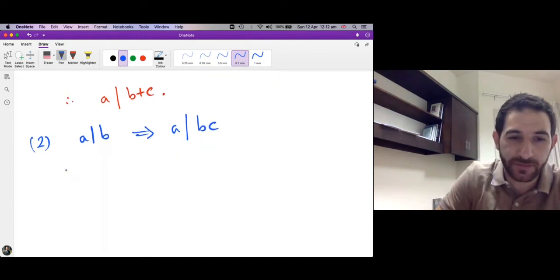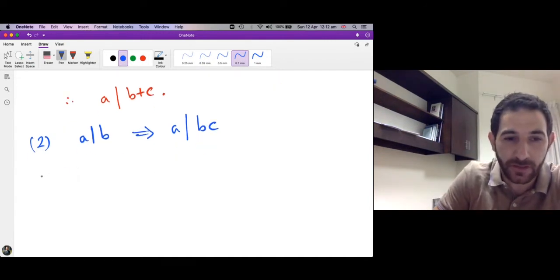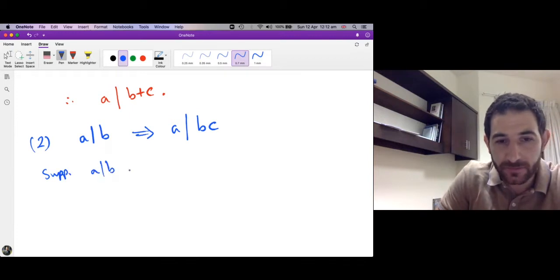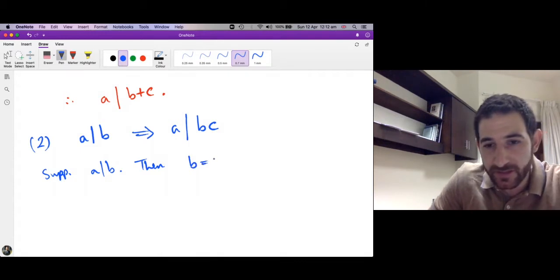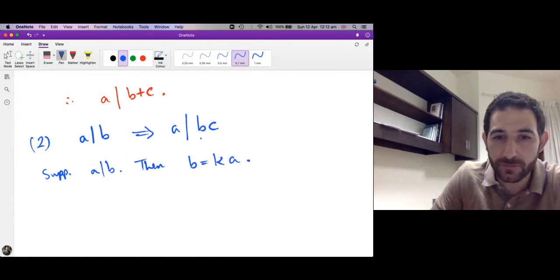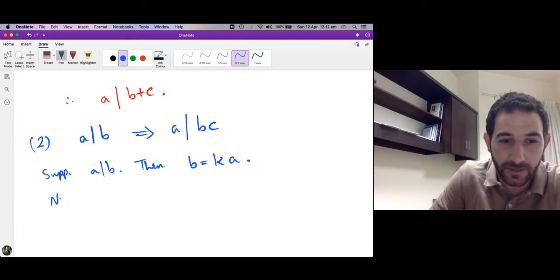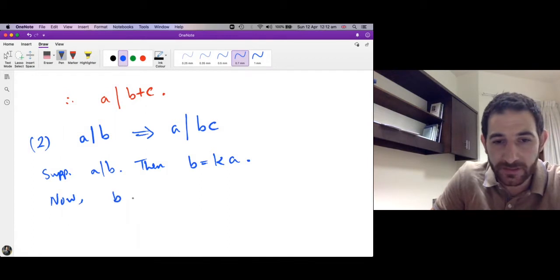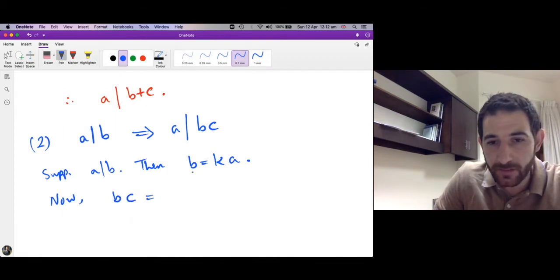Okay, so let's prove it in a direct proof as well. Suppose A divides B, then B is equal to an integer K times A. We want to show that A divides BC. So let's start with BC, and we know from here that B is equal to KA, so BC is KA times C.